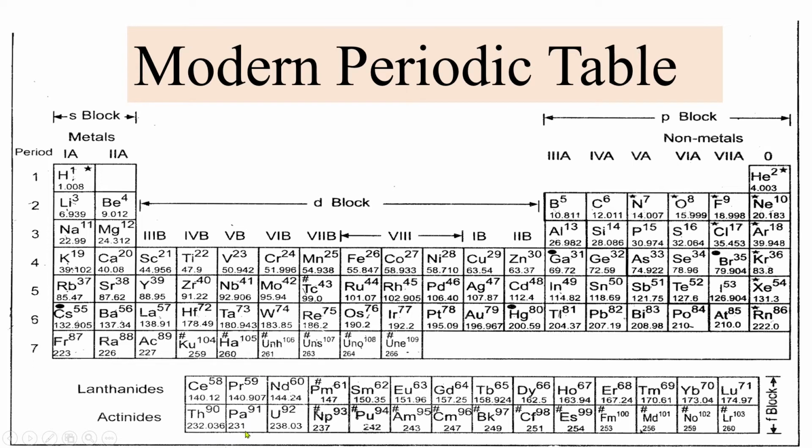Now D block element, in the middle part of modern periodic table, this middle part is D block element. But at the bottom side, there is lanthanides and actinides. They are F block element. In this way, all the elements of this modern periodic table is divided into S block, P block, D block and F block element. Today our focus is on S block element.